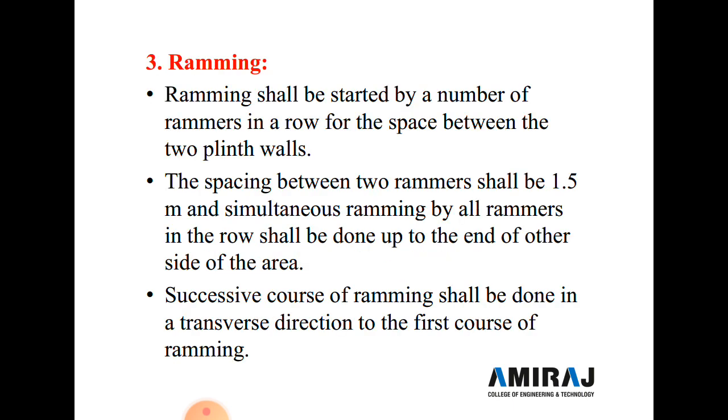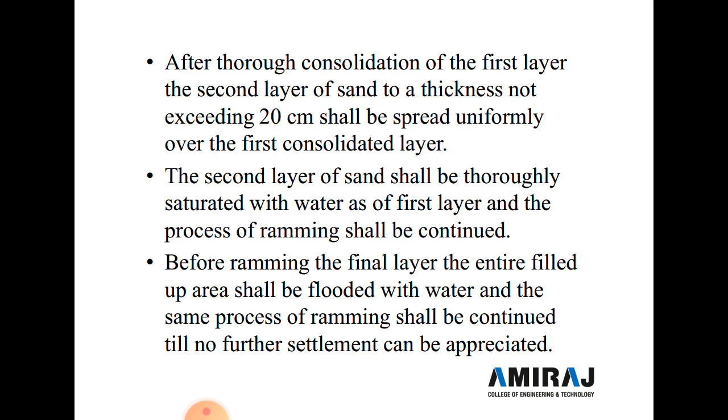And third point is the ramming. So after sprinkling of the water, ramming is required. So ramming shall be started by number of rammers in a row for the space between the two plinth walls, and the space between the two rammers shall be 1.5 meter, and simultaneously ramming by all rammers in the row shall be done up to the end of the other side of the area, and successive course of the ramming shall be done in a transverse direction to the first course of ramming.